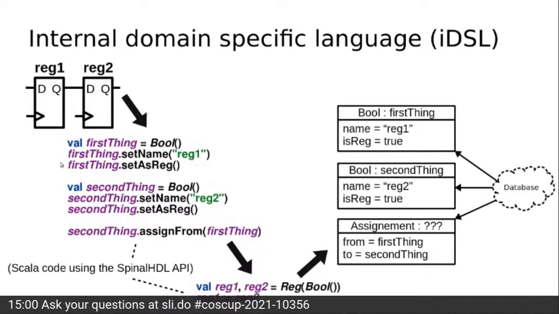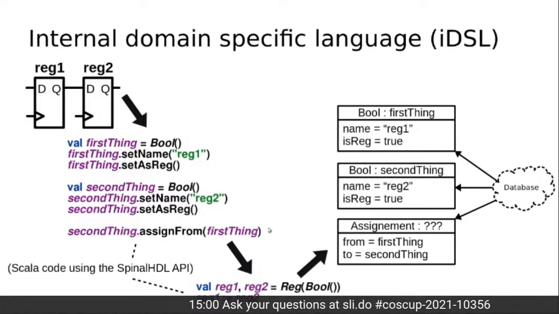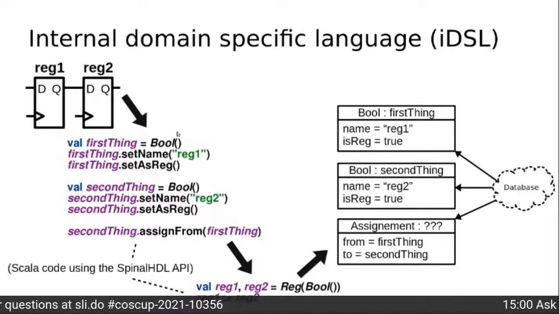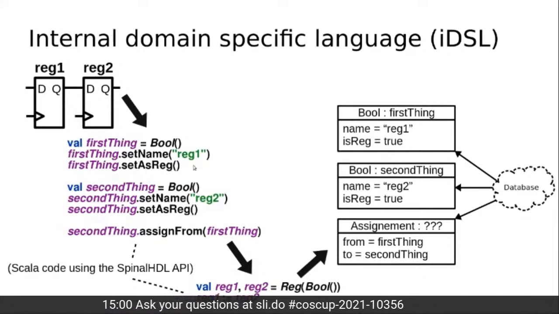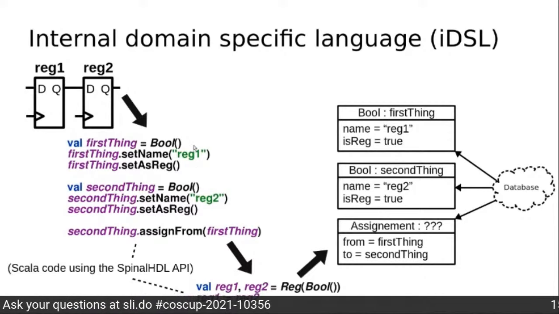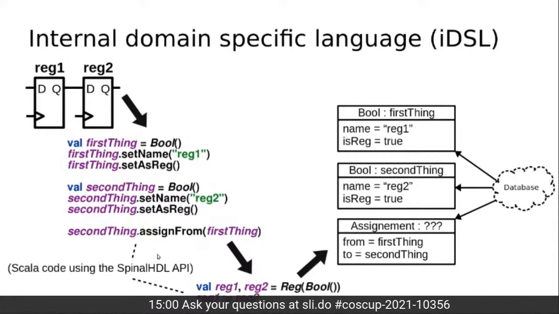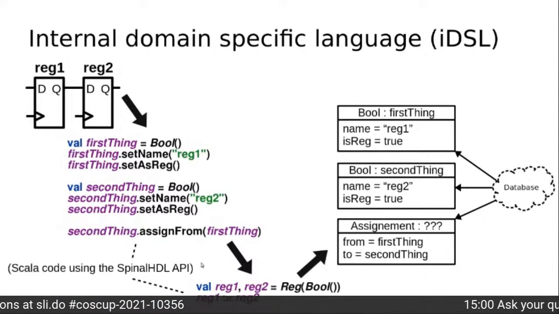We want two registers which are connected to each other. Here it is a low-level API of SpinalHDL. It's not normally what we use, but for the example, that's what I will use. You can define, okay, I want a Bool thing in my hardware design. I will set its name to reg1. I will specify that this thing should behave as a register and not as a control signal. Then you can define the second thing, named reg2, also as a register. And then I want my second thing to be assigned from the first thing. So I want reg2 to be assigned from reg1.